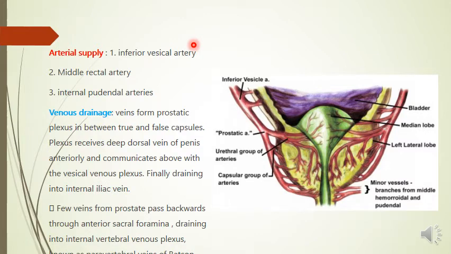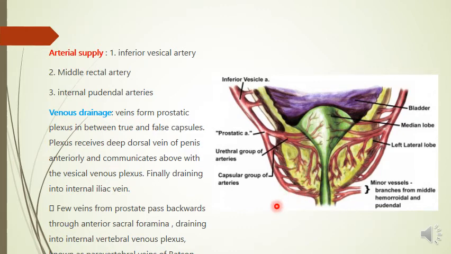Then coming to the arterial supply of the prostate: the inferior vesical artery, this one is the inferior vesical artery, and then the middle rectal artery and internal pudendal arteries. So these are going to supply the prostate above and below. The inferior vesical supplies the upper part, and the middle rectal and internal pudendal arteries supply the lower part.